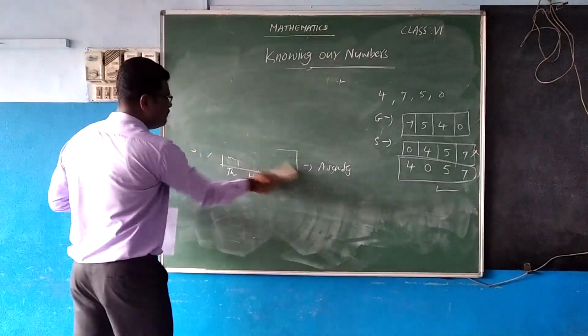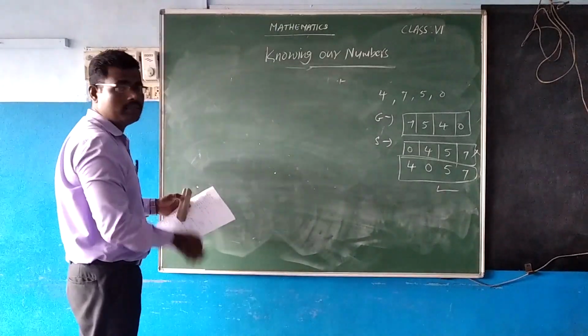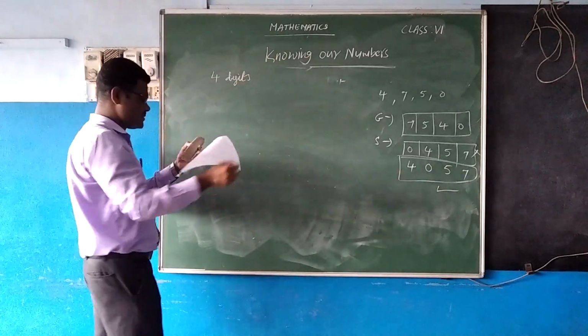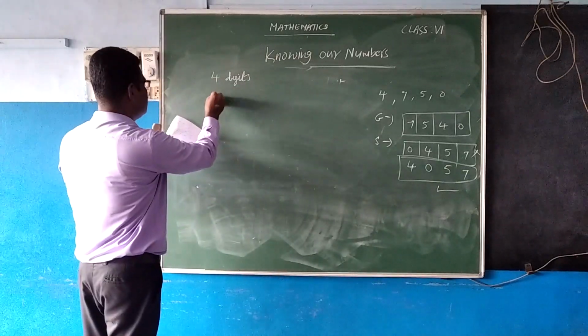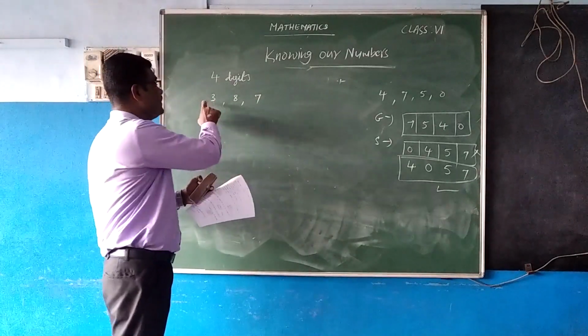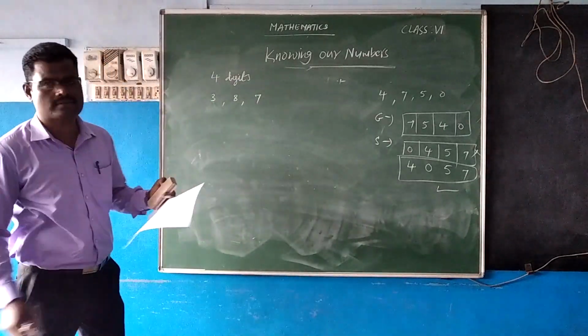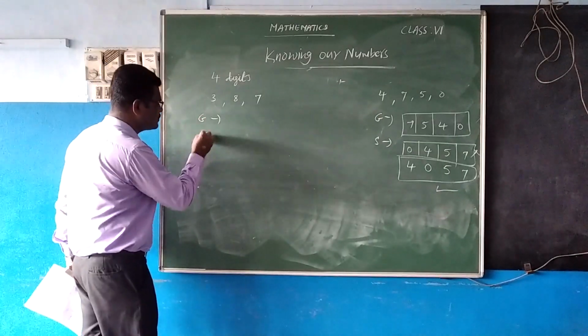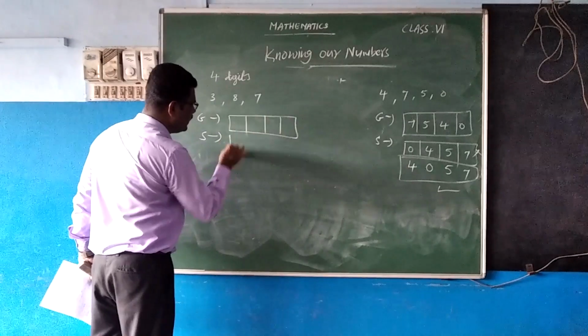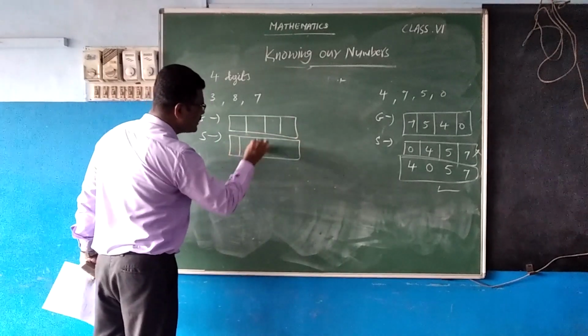Now the question is, make the greatest and smallest 4-digit number by using any one digit twice. Again we have to form a 4-digit number by using the digits 3, 8, 7. In this we can use any one digit twice. So greatest number, smallest number.